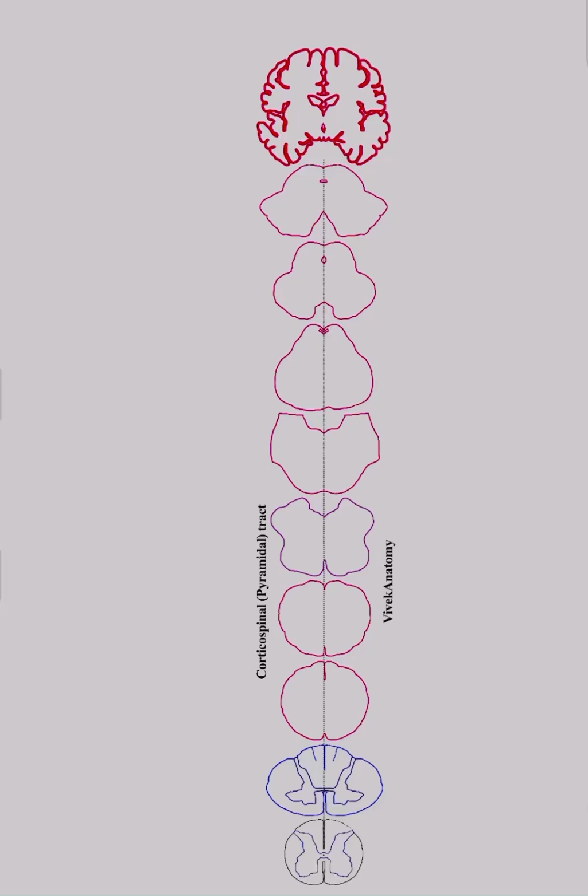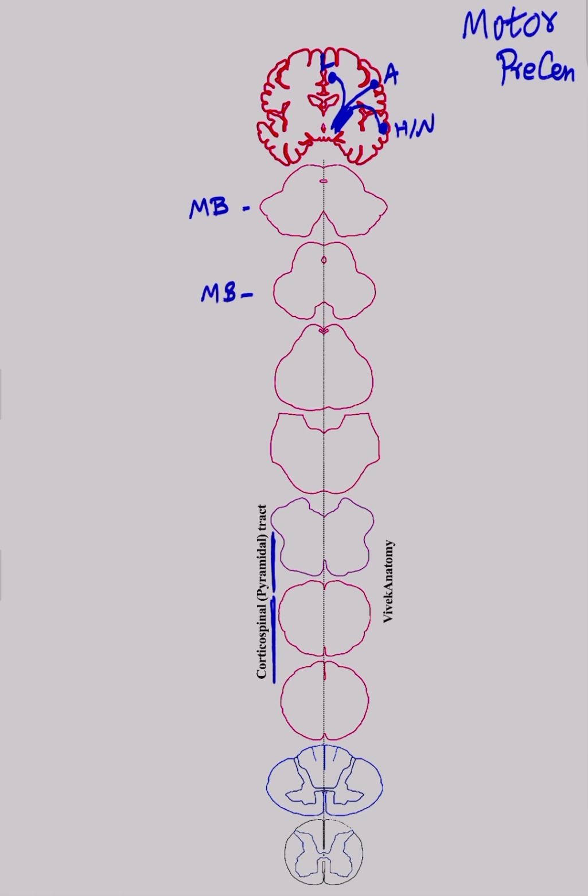Let's see a quick overview of the corticospinal tract, also called the pyramidal tract. In other words, that's the major motor pathway. These two sections are taken from the brainstem, midbrain to be specific. This is from pons, and the last three are from medulla oblongata.